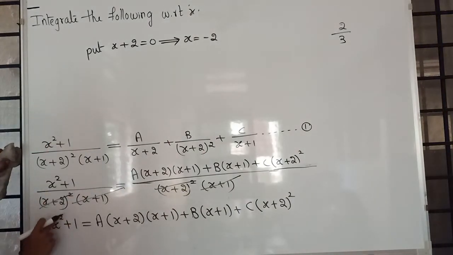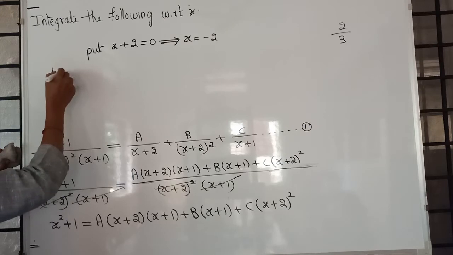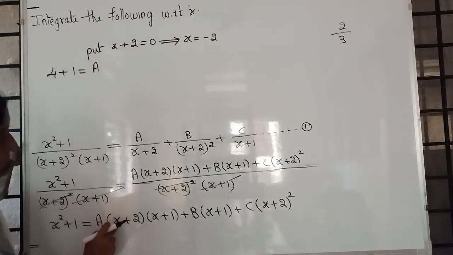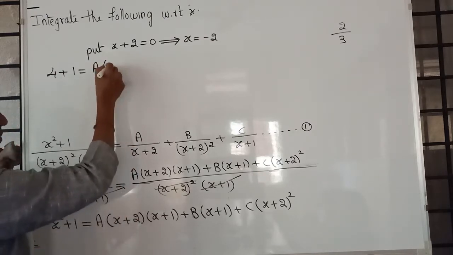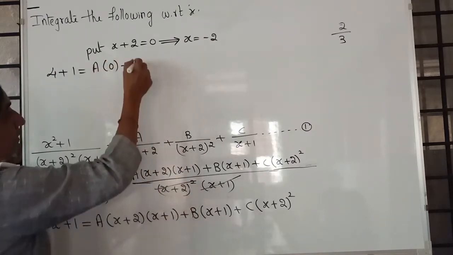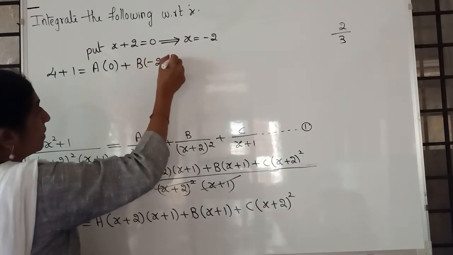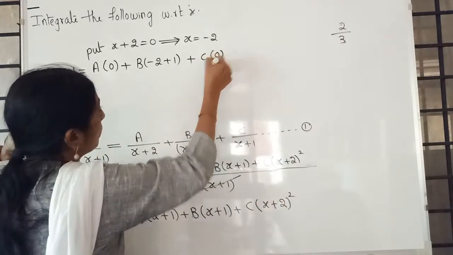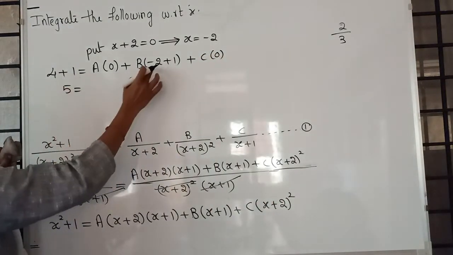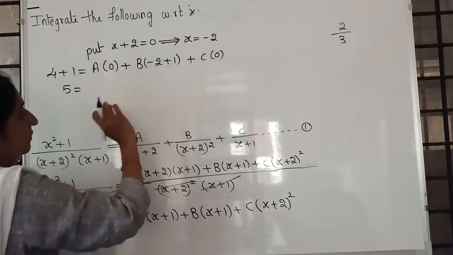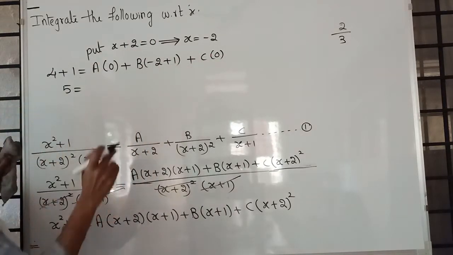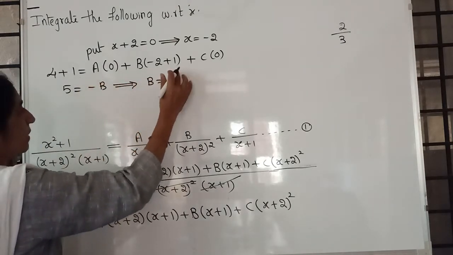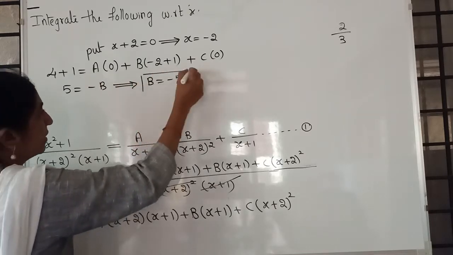Here x square, minus 2 square is 4, plus 1, is equal to A into (x plus 2, with x as minus 2, minus 2 plus 2 is 0), that means with A it is 0, plus B into (minus 2 plus 1), and with C, minus 2 plus 2 is 0. So here 5 is equal to B into (minus 2 plus 1); anyhow this term and this term are 0. Minus 2 plus 1 is minus 1, it is minus B, which implies B is equal to minus 5. Write it in the box.